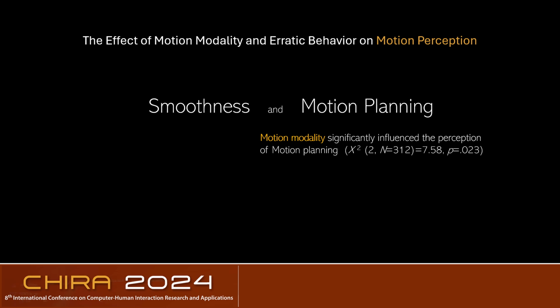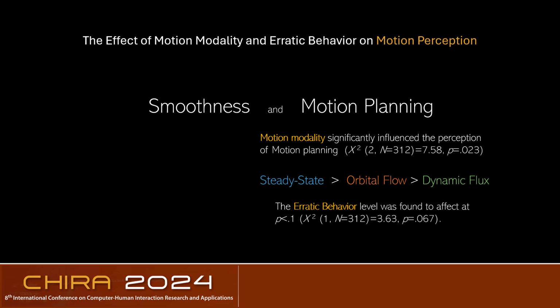Motion planning perception, meaning the robot plans ahead its path, was mainly affected by the motion modality. The respondents ranked the steady-state profile highest. In contrast, the dynamic flux profile was perceived as less planned. The orbital flow profile fell in between. In addition, the erratic behavior level was also found to influence participants' perceptions. High erratic behavior was perceived as more planned than the low erratic behavior.